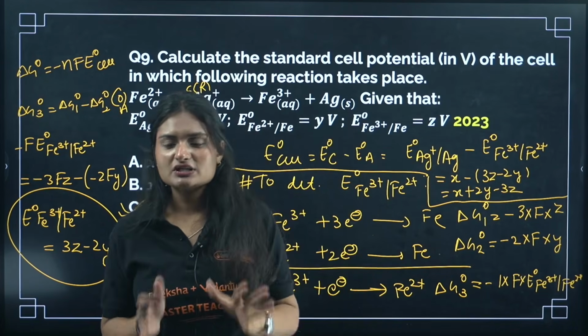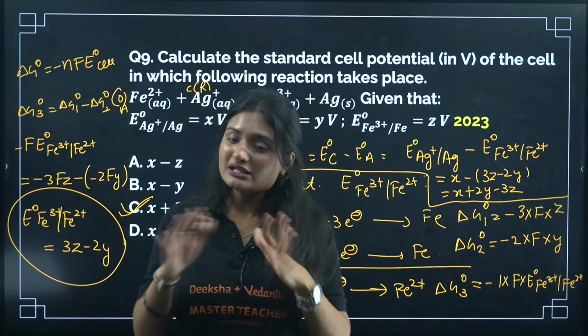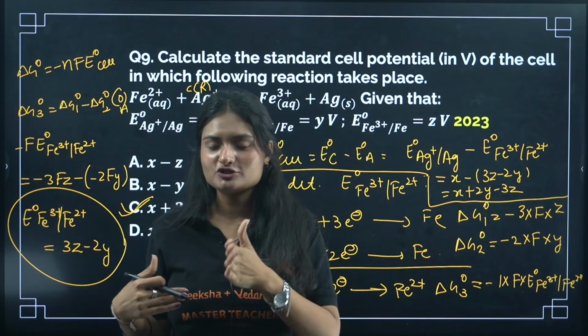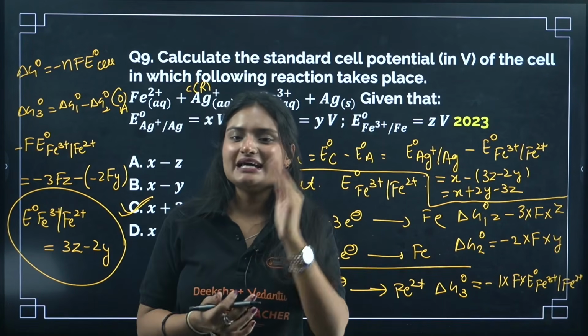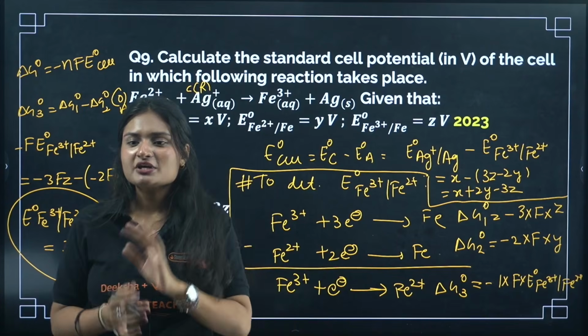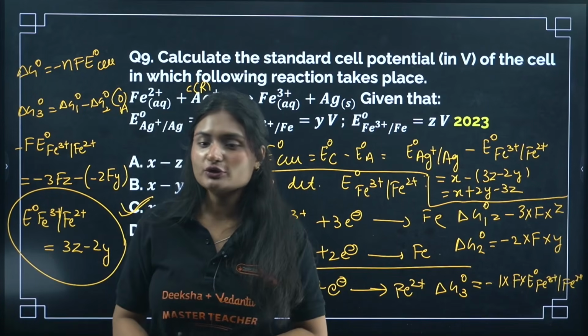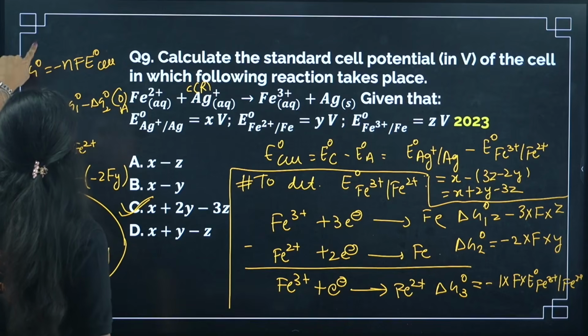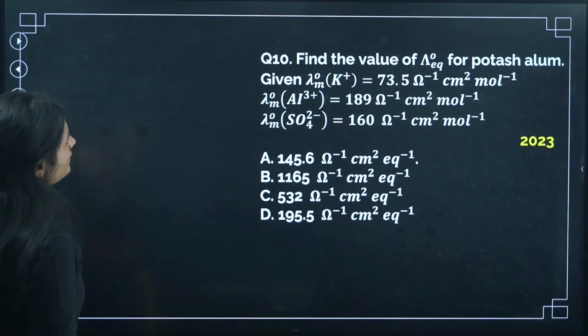Don't get confused. The values will be given to you, all the values will be given. You just need to think methodically, and if you solve it methodically, you won't get confused. Okay, it was a nice question. Let's move on to the next question.